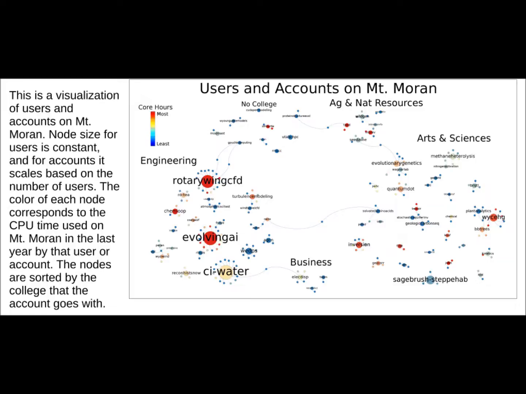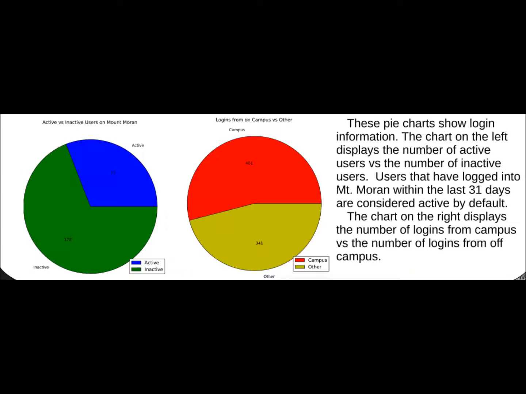Next, we'll see a visualization of users and accounts on Mount Moran. Accounts are groups of users. The circles, or nodes, represent users and accounts, and arrows can be seen showing the users in accounts and how those users connect to other accounts on Mount Moran. This visualization makes connections to different accounts through users stand out easily. Nodes representing users are the smallest size, and their size is constant. Nodes representing account size increase with the number of users that account has. The color of each node corresponds to the CPU time used on Mount Moran in the last year by that user or account. As the legend shows, red represents more CPU time used, and blue represents less. The nodes are then sorted by the college that the account goes with.